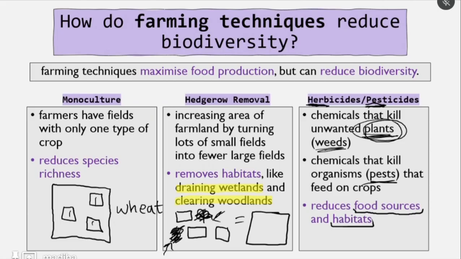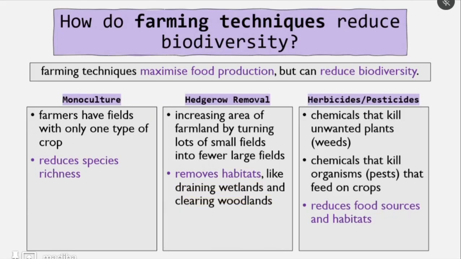So just to summarise, when it comes to talking about farming techniques and biodiversity, basically there's loads of different things you can do. But I've chosen these 3 examples because we're talking about species richness, we're talking about the variety of species in that area, we're talking about removing habitats and reducing food sources. These are key marking points that you can get. And there are so many different examples. So there's not just hedgerow removal.